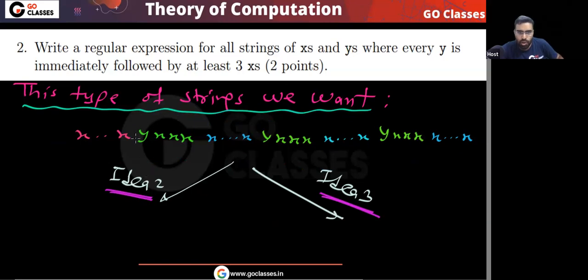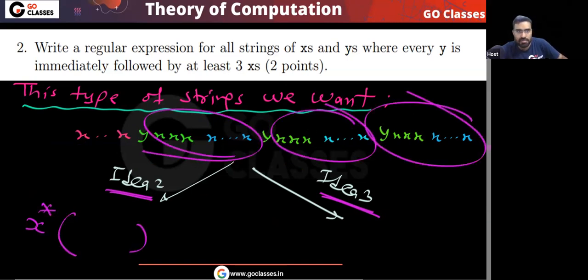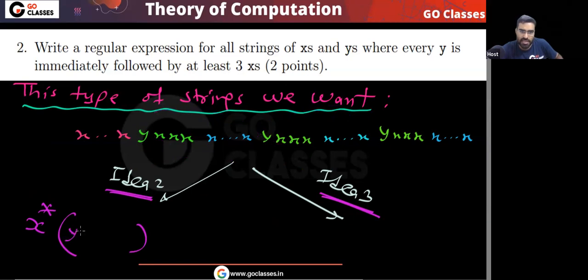In idea number 2, what will you say? You will say that any number of x can come, and then this structure is repeating. So I can say y x x x x star, this structure is repeating.